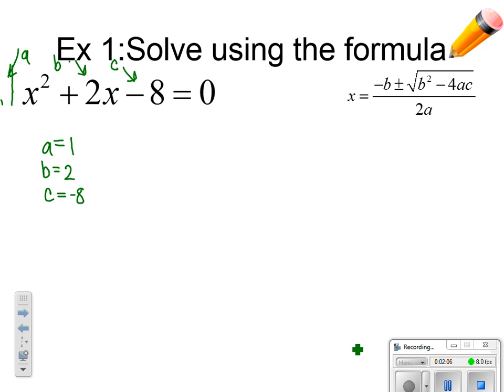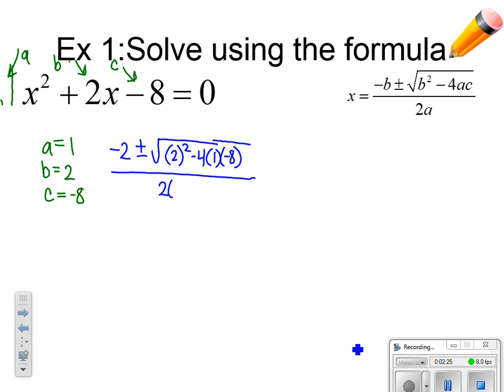All right. So now we are going to plug those values into our quadratic formula. Opposite of 2 is negative 2, plus or minus the square root of b squared minus 4 times a, which is 1, times c, which is negative 8, all over 2 times 1.